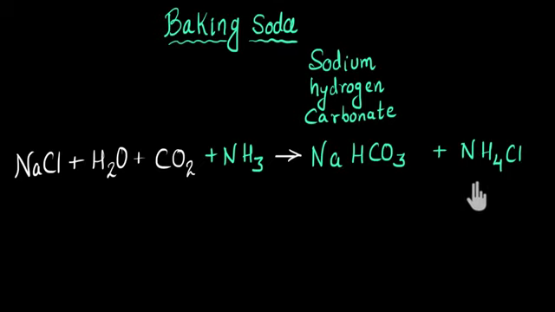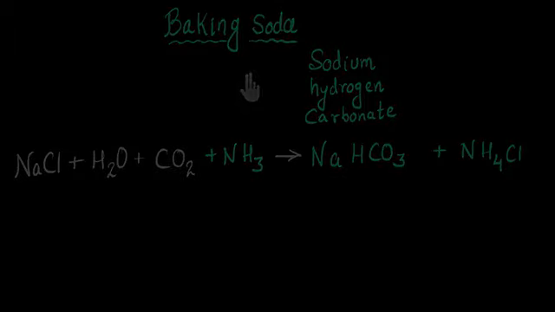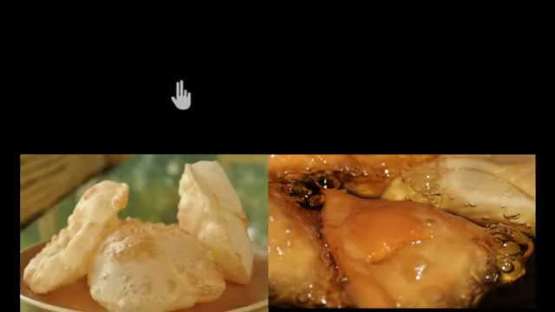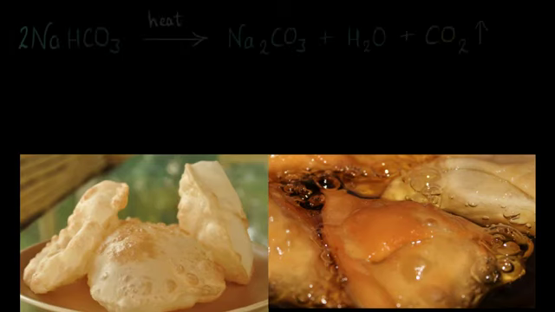Now let's look at the common uses of baking soda. So we use baking soda to make puffed bhaturas or samosas. And puffed basically means inflated with gas. Now see how this is done is, we mix some baking soda in the flour. Flour basically means atta. Now when this is deep fried, the baking soda gets heated up and it decomposes to give carbon dioxide gas. The reaction looks something like this.